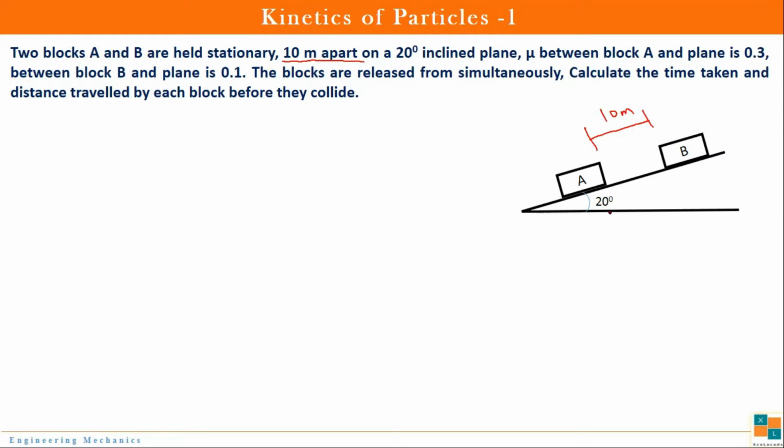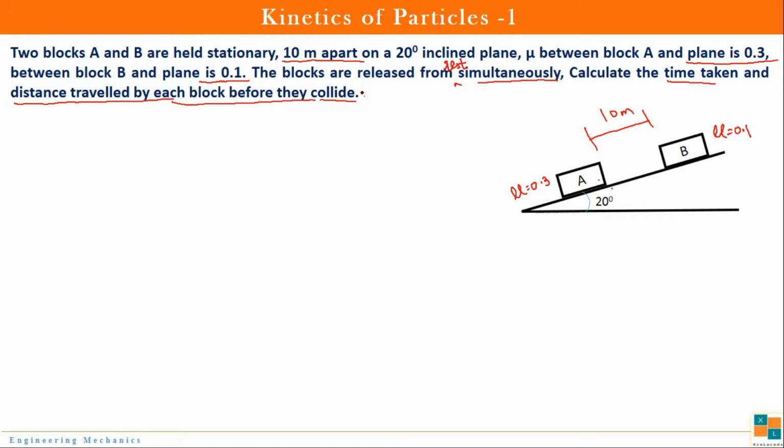On a 20-degree inclined plane, the coefficient of friction between block A and plane is 0.3. So the coefficient of friction between this block and this plane is 0.3. So let me mention somewhere here that mu is equal to 0.3 for this block. Whereas between block B and plane is 0.1. So I will write here the coefficient of friction between B and plane is 0.1. The blocks are released from rest simultaneously. Calculate the time taken and the distance traveled by each block before they collide.